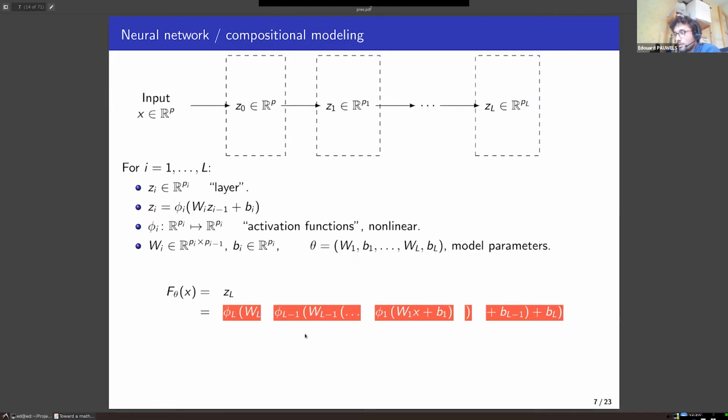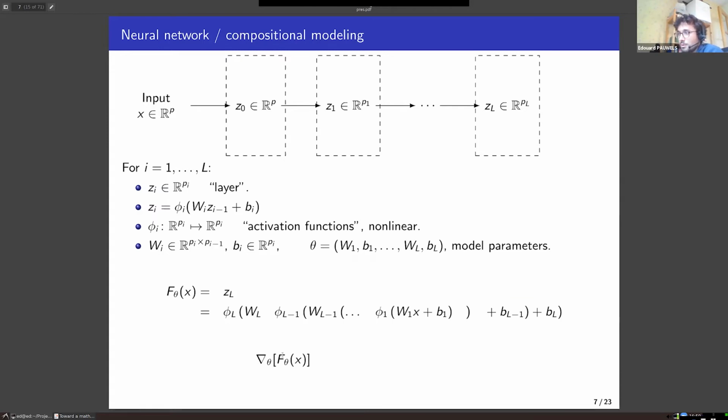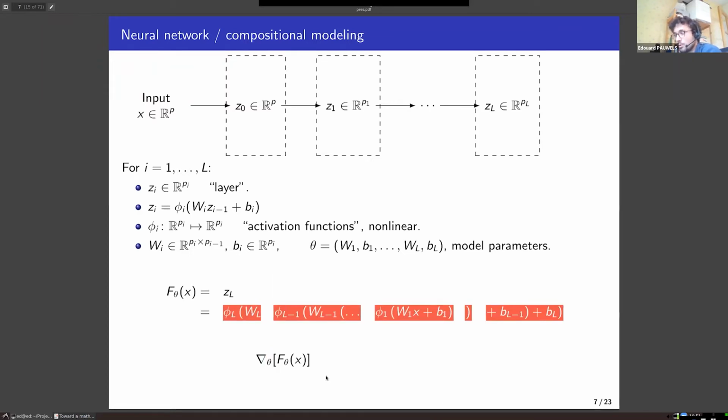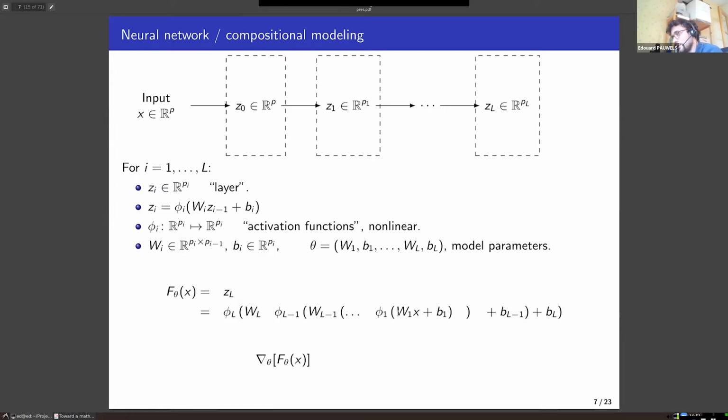Now if you want to train this network, you need to compute gradients. So you need quantities like this, the derivative of the output of the network with respect to the parameters theta. And this structure is a bit annoying. It's a bit complicated, and definitely you don't want to compute this gradient by hand. The structure is complicated, and so there is a numerical device called backpropagation.